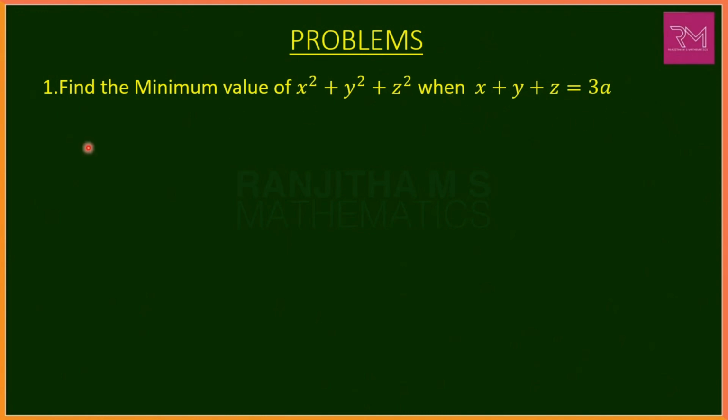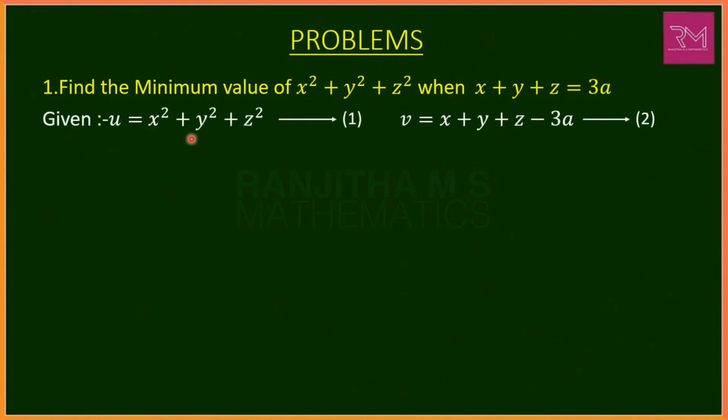This is the function v. First take the function u equal to x square plus y square plus z square. Call this equation number 1. Here this condition we can call v equal to x plus y plus z. If we take 3a to the left hand side, that becomes x plus y plus z minus 3a. Call this equation number 2. In previous classes, we simply studied how to find the maximum or minimum value. But this problem is about finding the maximum or minimum value of a function subject to some particular conditions. Both are different. Understand carefully.